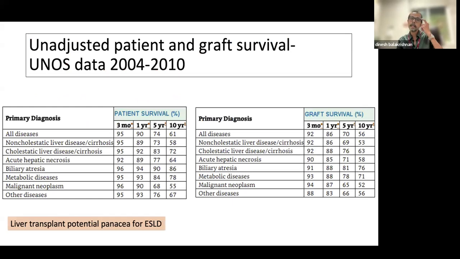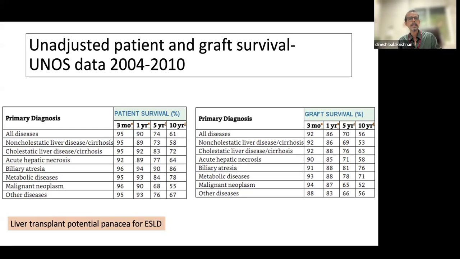Now let's look at the success story of transplant. In the background of all this history, in those early days, in the 60s and 70s, when surgeons and transplant physicians were trying to put in an organ, the success rate of transplant was abysmally low. But today, if I look at this UNOS data of 2010, you know that the 3-month survival is 95% across diseases, whatever be the indication.